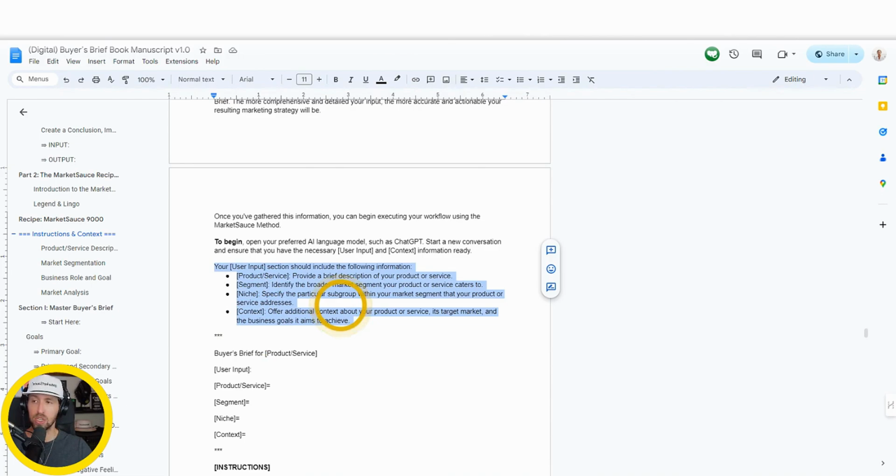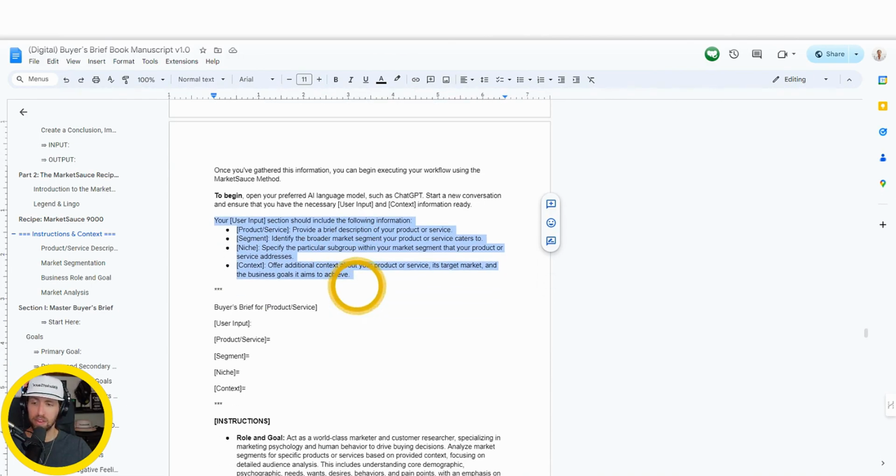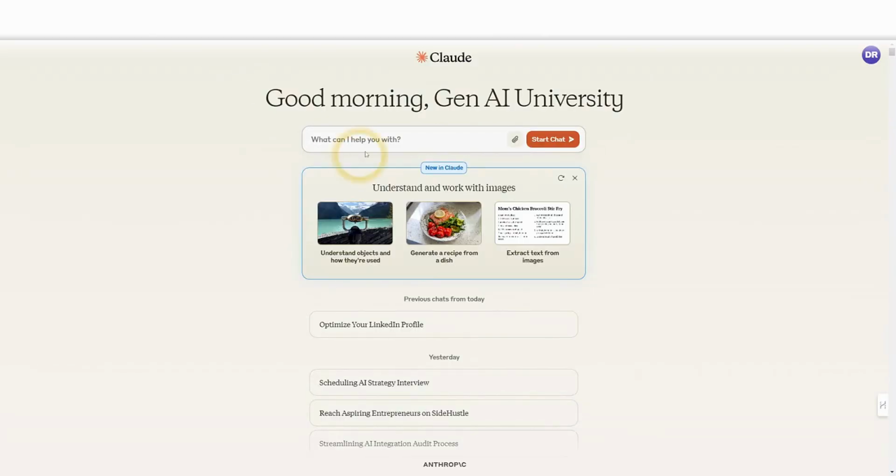Okay, so I'm going to start first and foremost by copying this context right here. You could copy this as well. And I'm going to tab over to Claude. And I'm going to start my Claude conversation so that we can get the ball rolling. So I've gone to part 2. I am in the Market Sauce 9000 recipe, and I'm filling out my user context. I'm going to make up an example here. I'm going to start a chat inside of Claude.